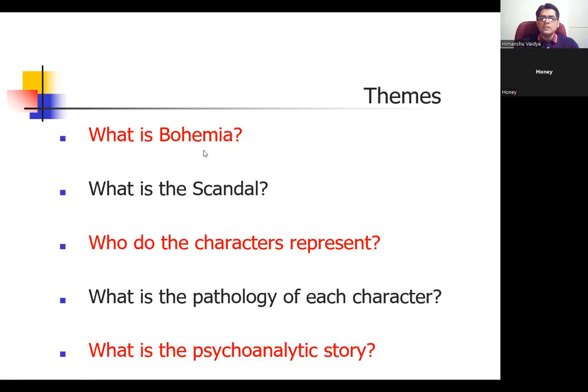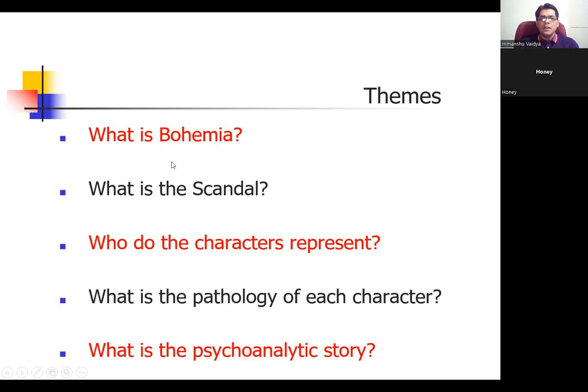So we take up today's episode, A Scandal in Bohemia, and we start with the themes. First, the name itself, A Scandal in Bohemia. First, what is Bohemia? From a psychoanalytic point of view, what does Bohemia stand for? Second, what is the scandal?